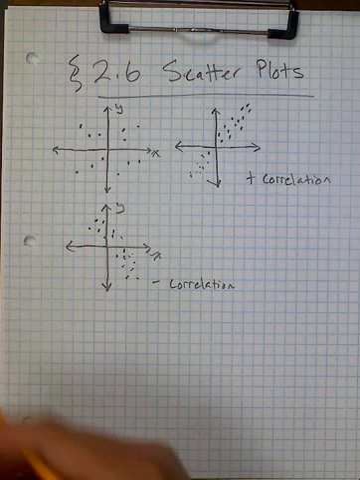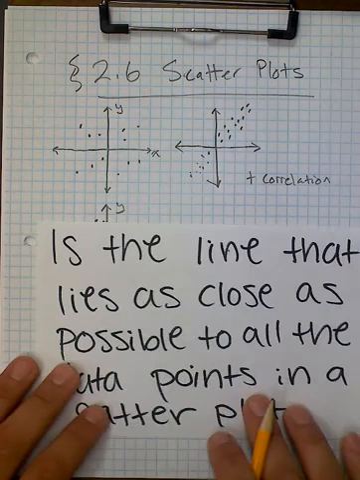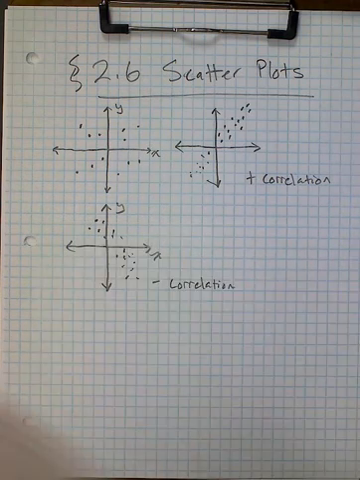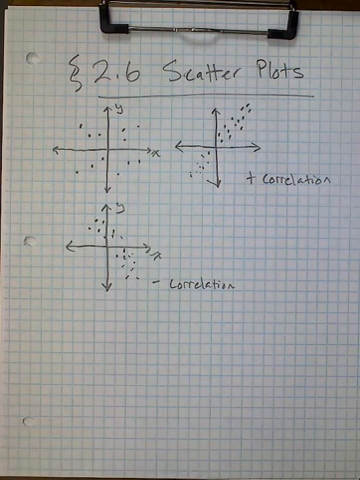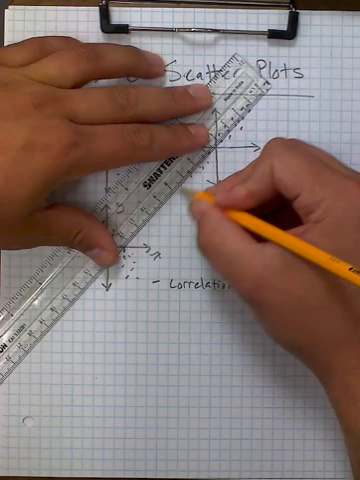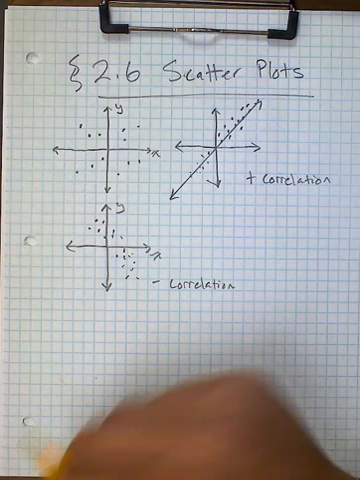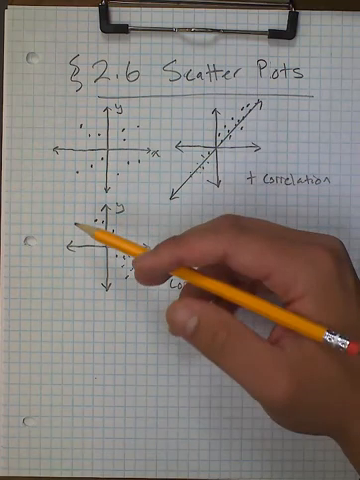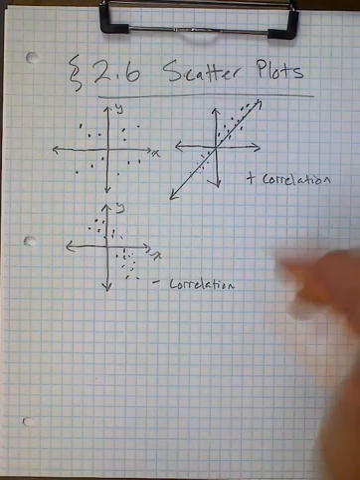What we're going to talk about now is what a best fitting line is. A best fitting line is the line that lies as close as possible to all the data points in the scatter plot. So if I wanted to take a ruler and draw a line through the positive correlation one up here, this would be an acceptable best fitting line. It sort of lies between all the data points, and it's really close. I could have maybe tilted it up just a little bit, but this one is what we call the best fit line.